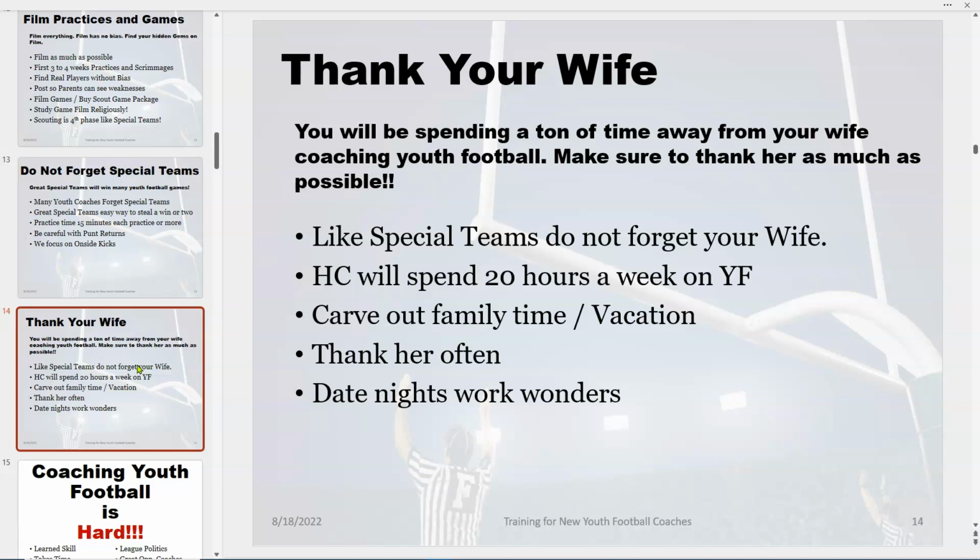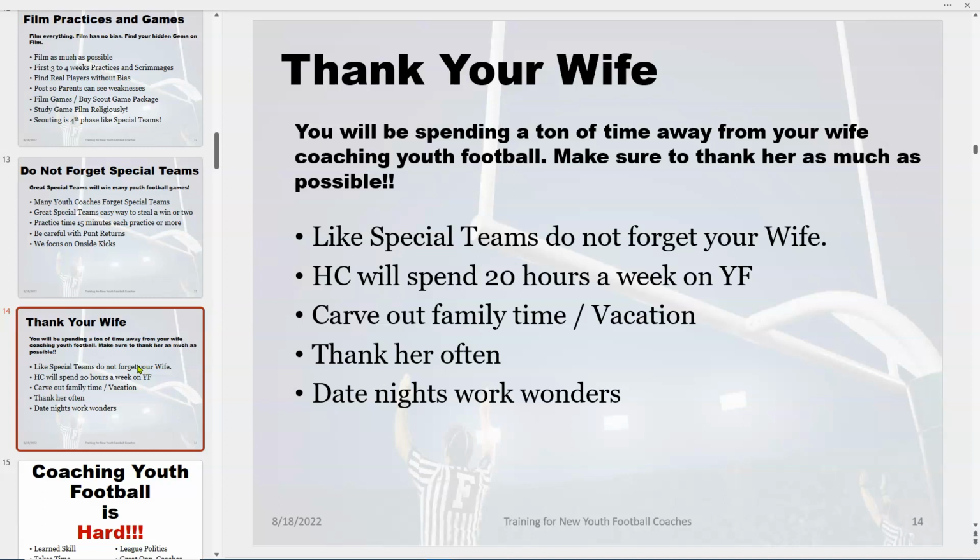Like I said, head coaches will spend probably 20 hours a week coaching youth football between practice, driving, studying, preparing, watching film, all that good stuff. So carve out family time during the season. I usually promise a vacation when the season's over for a long weekend. Thank her often. Make sure you thank her at the season ending party. Highlight what she's doing. The other thing, don't make your wife the team mom. That never really works out either.